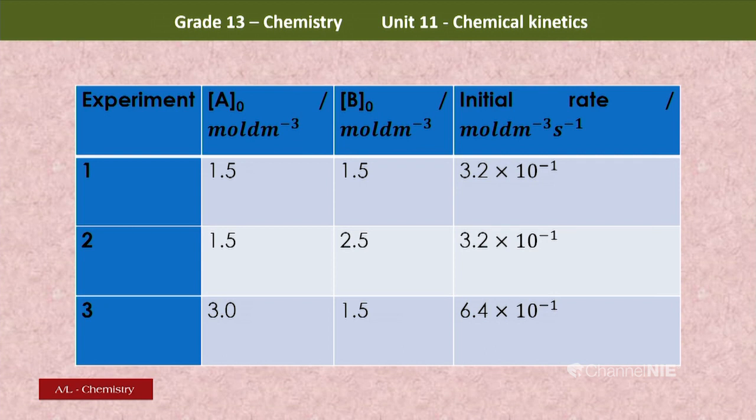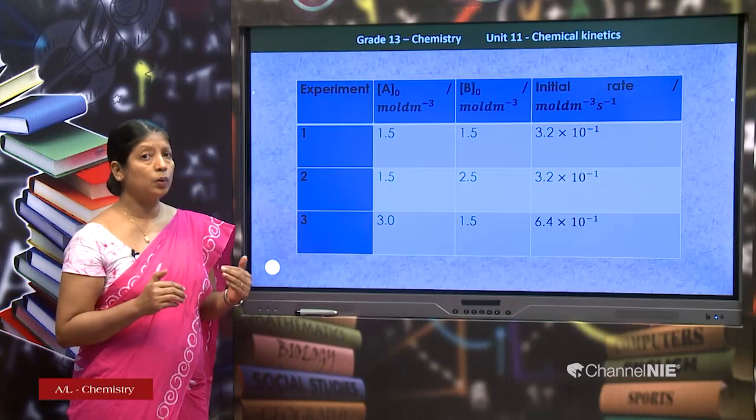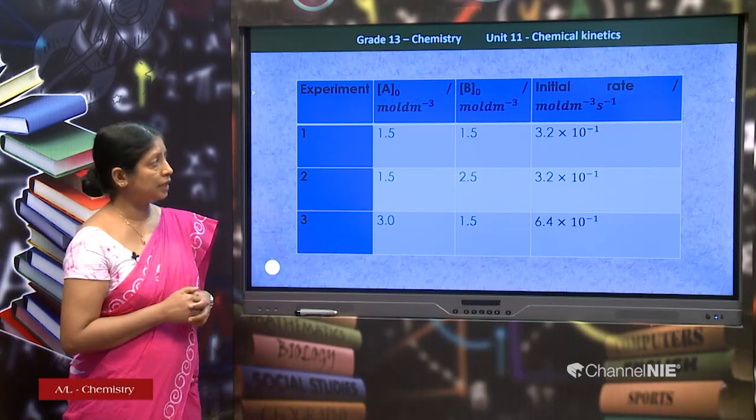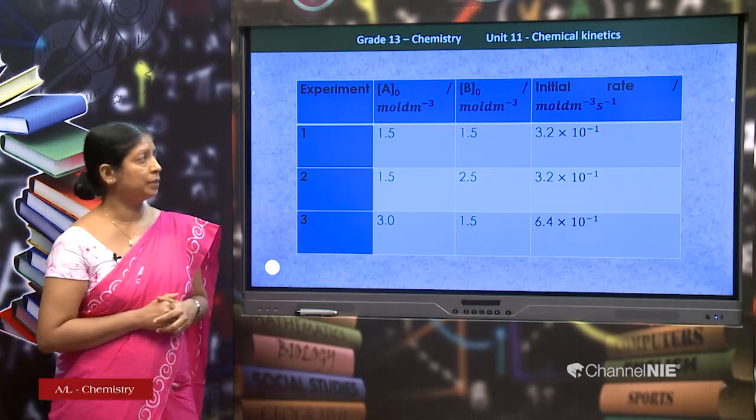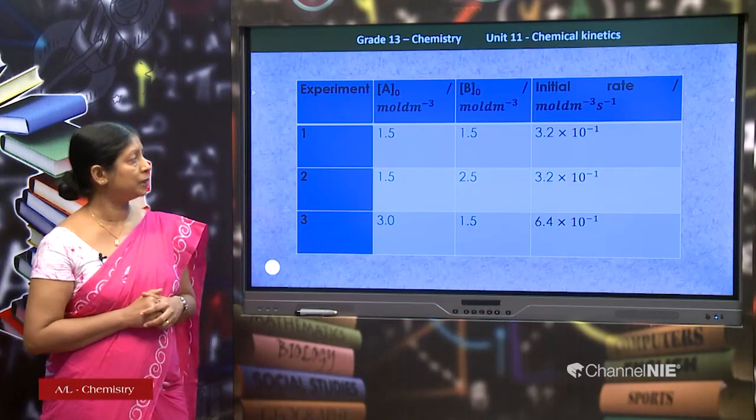That means they had given the initial concentration of A and the unit is given, and the third column is the initial concentration of B. And in the last column you are provided with the initial reaction rate. The rate of a chemical reaction is always given in mole per decimeter cube per second.